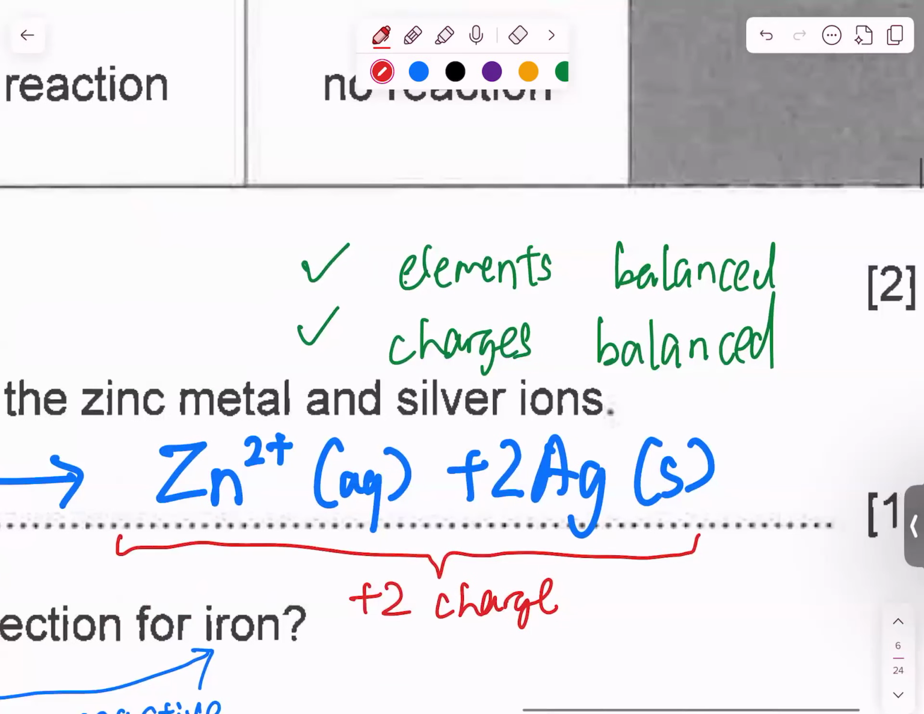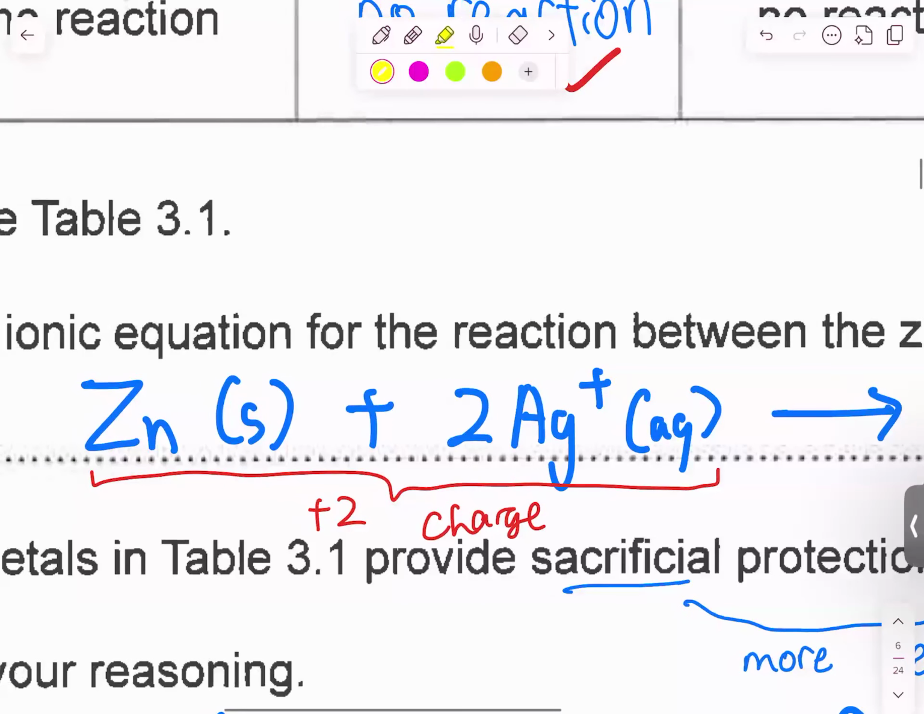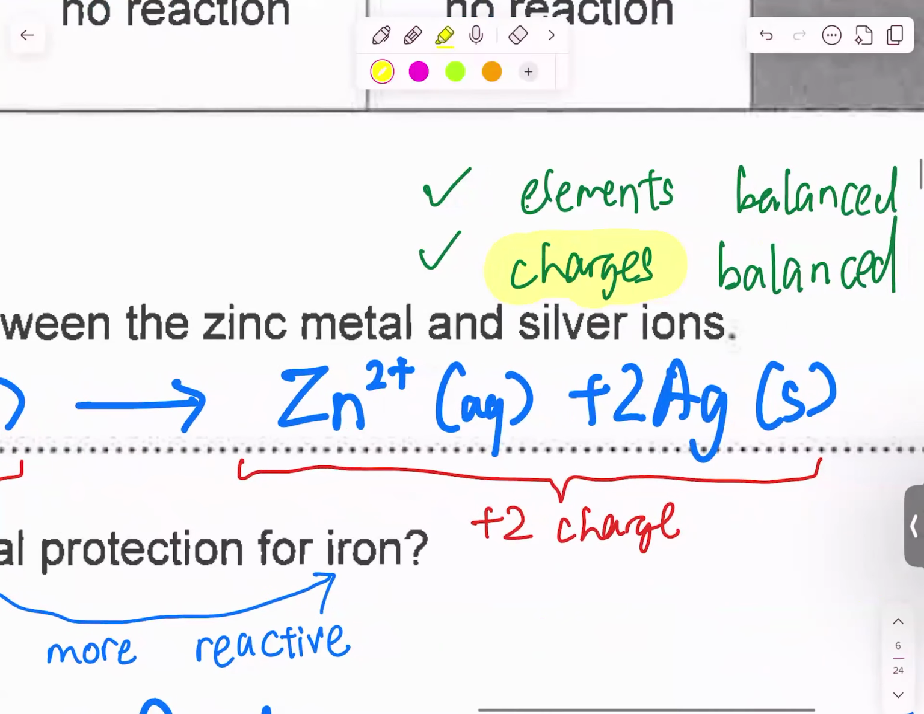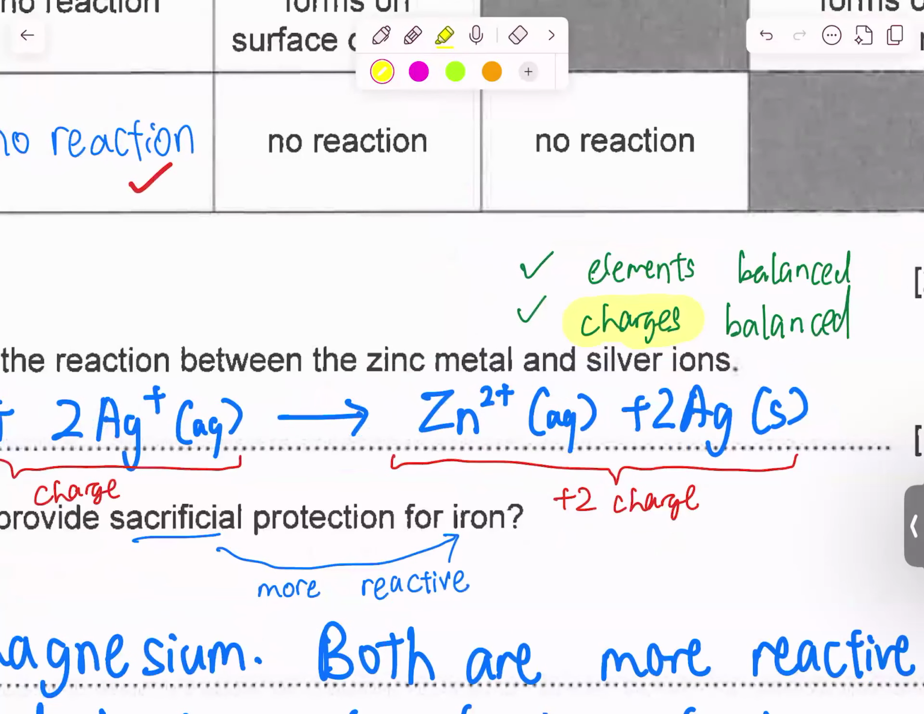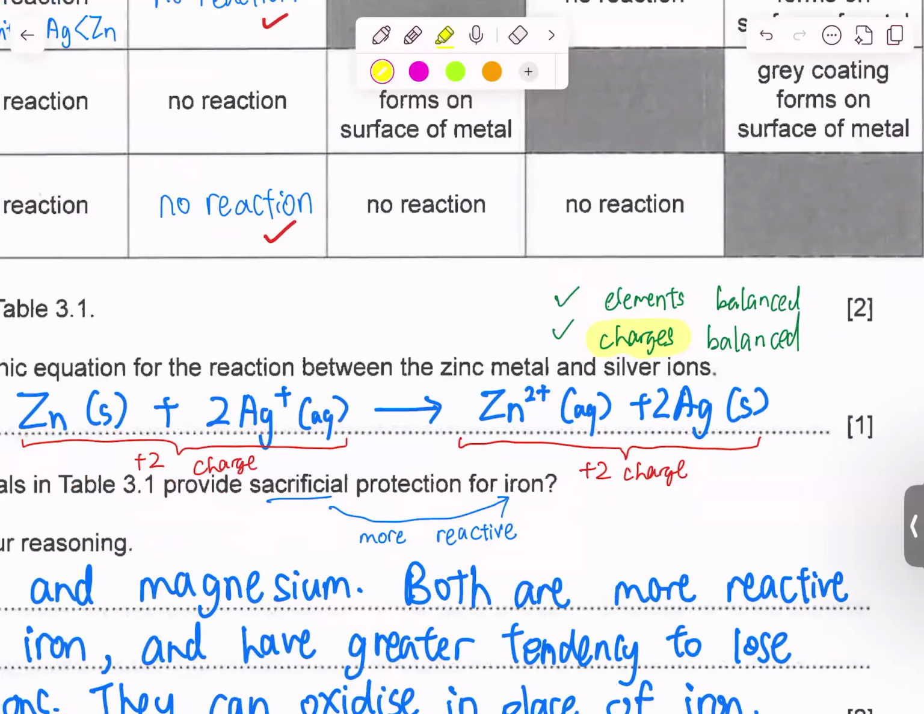But when you talk about ion equations, you must also ensure the charges are balanced. On the left-hand side, I have a +2 charge. The right-hand side, I also have a +2 charge. Take note that you have to ensure elements and charges are balanced. If they are not balanced, it is not an equation, okay?